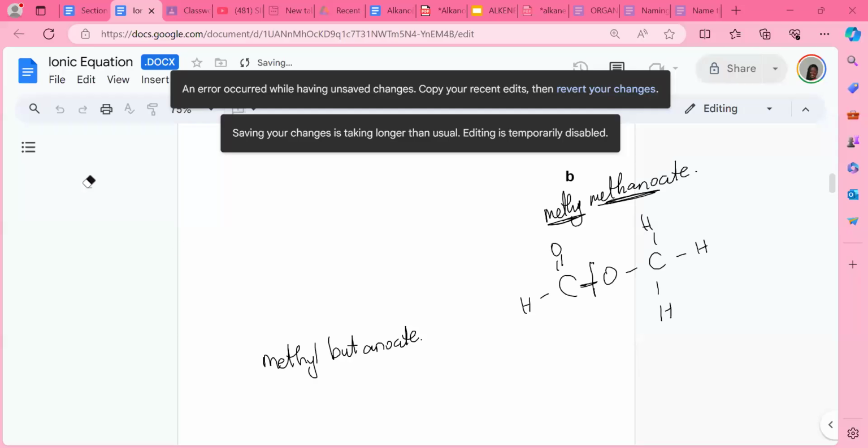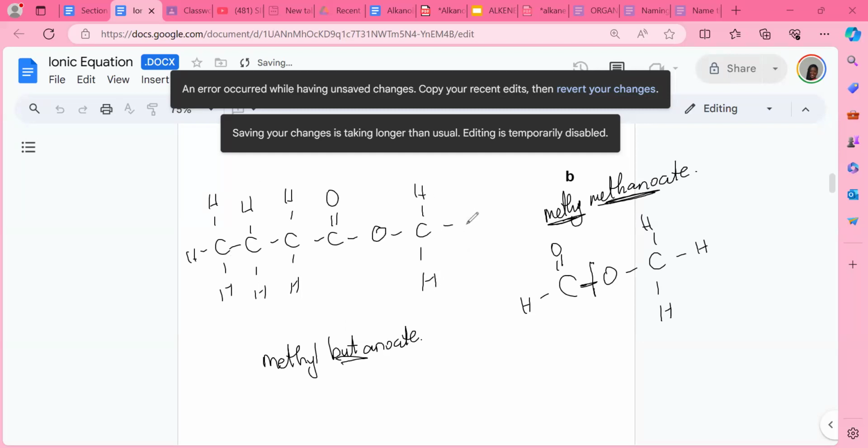So now we're going to draw methyl butanoate. Draw the butanoate part first: 4 carbons. We don't put on the OH. Then I'm going to draw the methyl part, which is O, 1 carbon, which is CH3. So this is methyl butanoate. Clear?